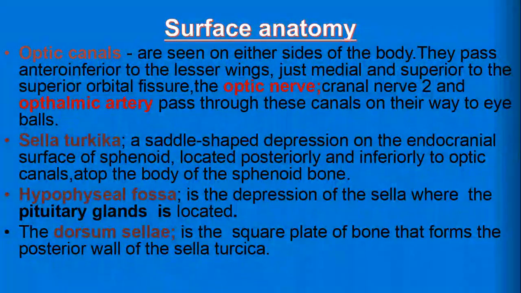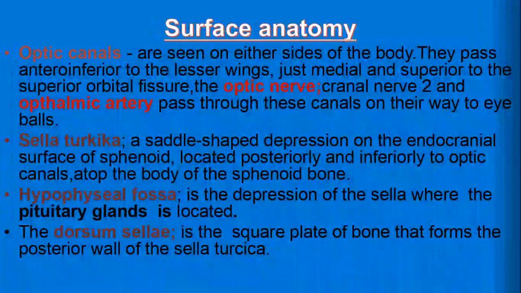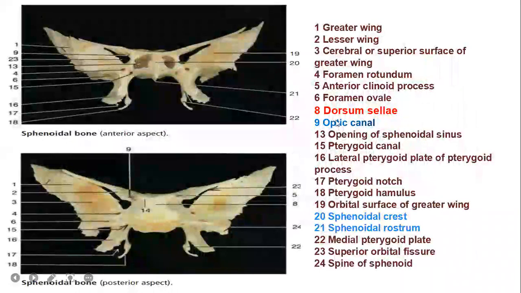Then the hypophyseal fossa, which we've been able to see, is the depression of the sella where the pituitary gland is located. Then the dorsum sella is the square plate of bone that forms the posterior wall of the sella turcica. So we have the hypophyseal fossa, which we've been able to discuss. We have the anterior clinoid process right there, posterior clinoid process. And remember, this is the sphenoid bone from the superior view. The dorsum sella, we have it by the part labeled 8 right here.